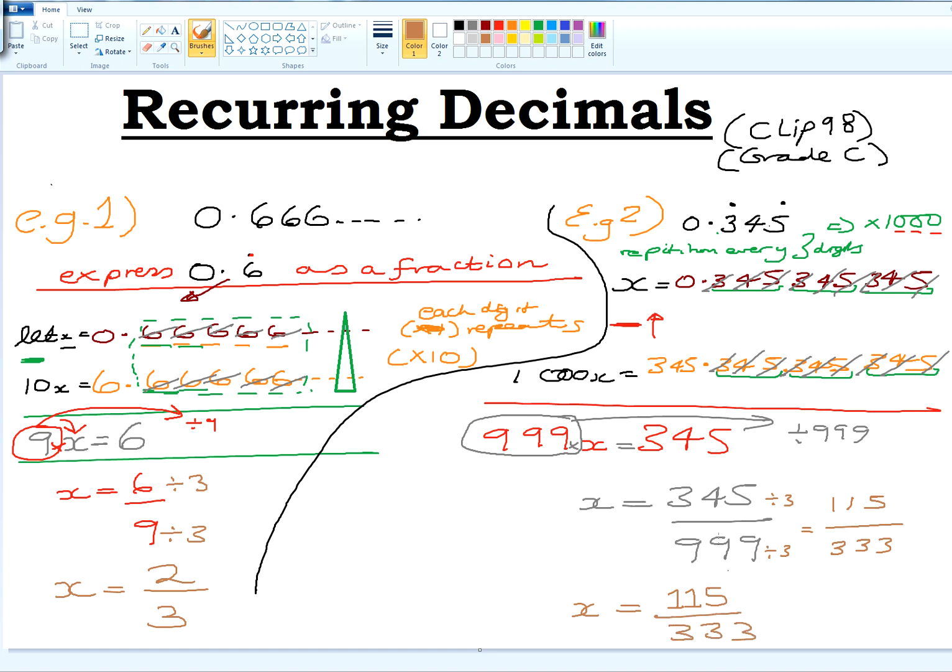So we can say now clearly that the number that was given in the beginning of the question, 0.345 recurring, is equivalent to x, which is equal to 115 over 333. Okay, are we happy with that? So if it repeats after every 1, we multiply by 10. If it repeats after every 2, we multiply the question on both sides by 100. Repeats every 3 digits, we multiply by 1000, and so on and so on.